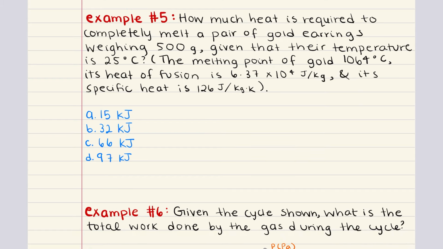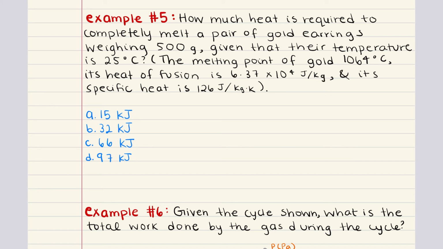Problem 5 says, how much heat is required to completely melt a pair of gold earrings weighing 500 grams, given that their temperature is 25 degrees Celsius? Further, the melting point of gold is 1064 degrees Celsius. Its heat of fusion is 6.37 times 10 to the 4 joules per kilogram, and its specific heat is 126 joules per kilogram per Kelvin.